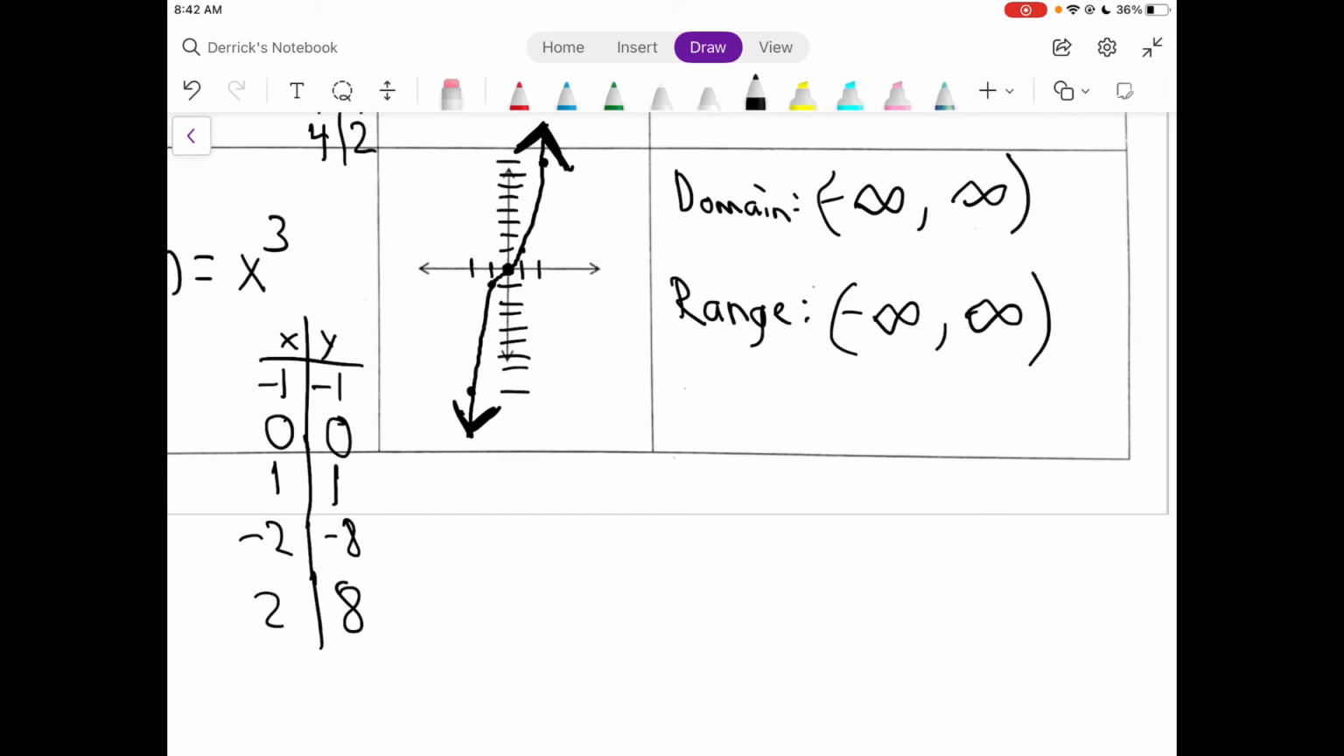Meaning, it is just everything. It's all real numbers. Your domain is from negative infinity to positive infinity, as is your range. And you should be able to pretty much count on that for any cubic function you're dealing with.